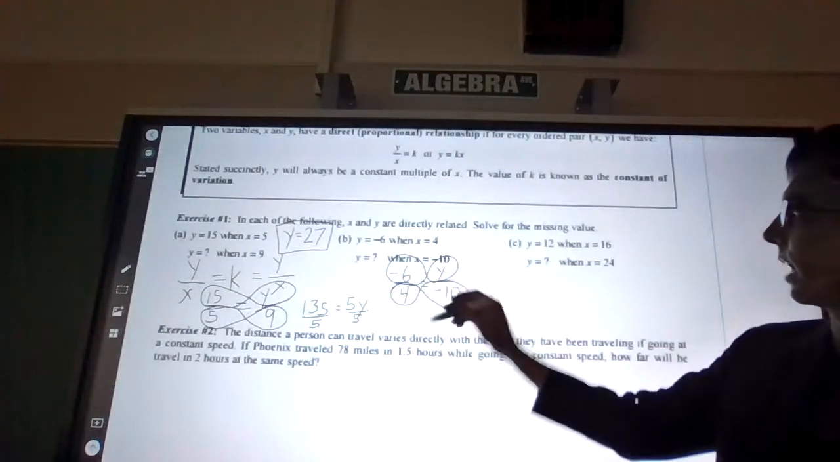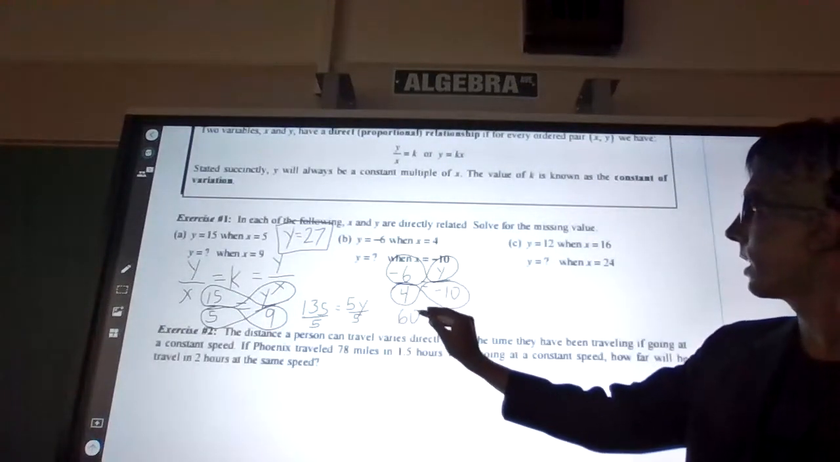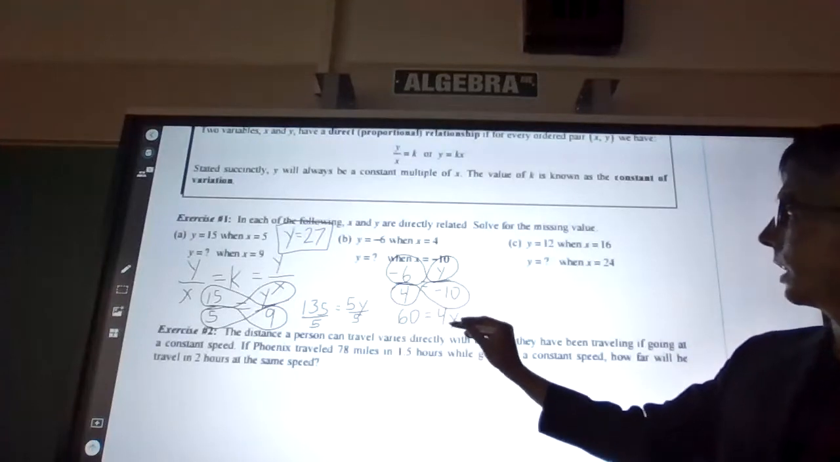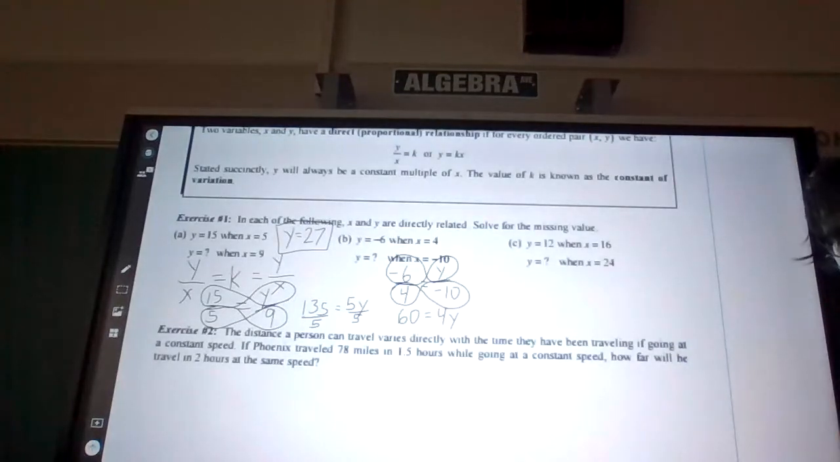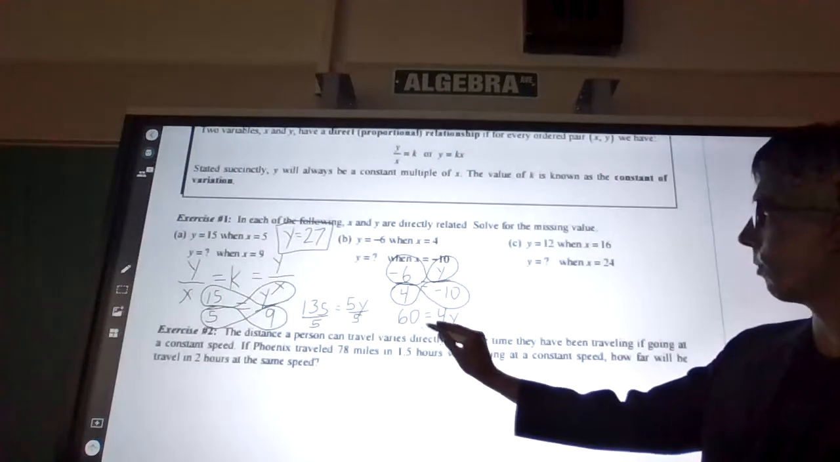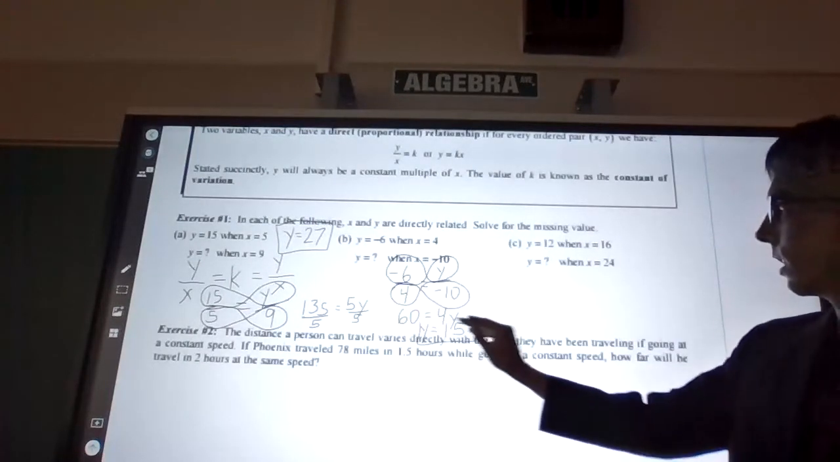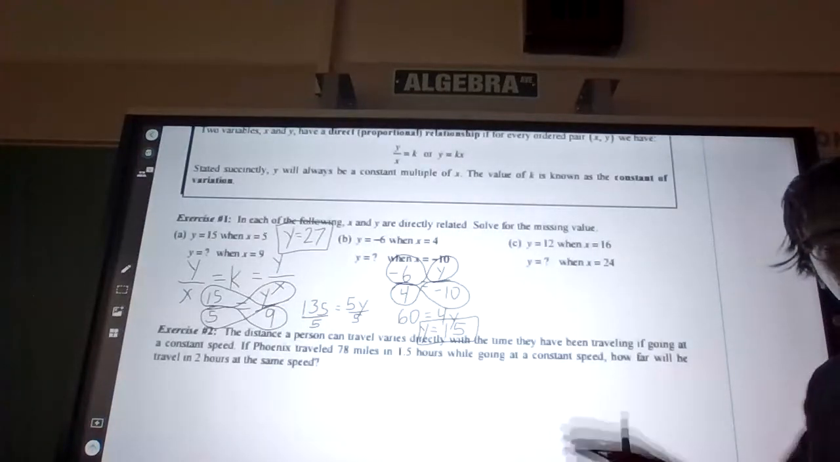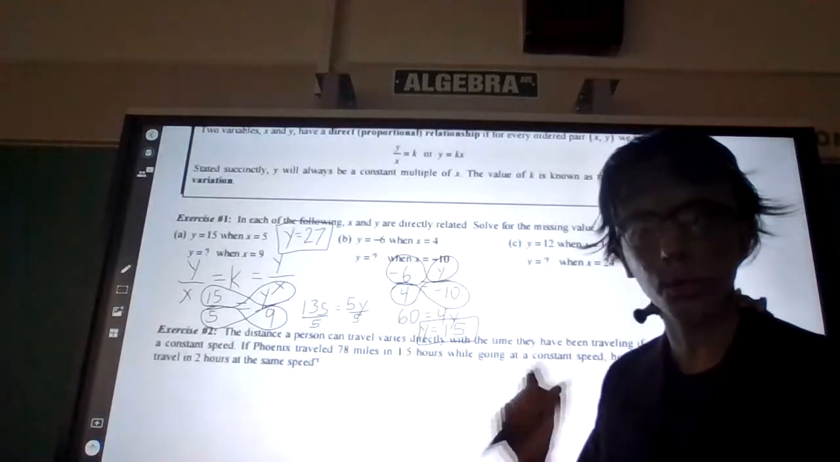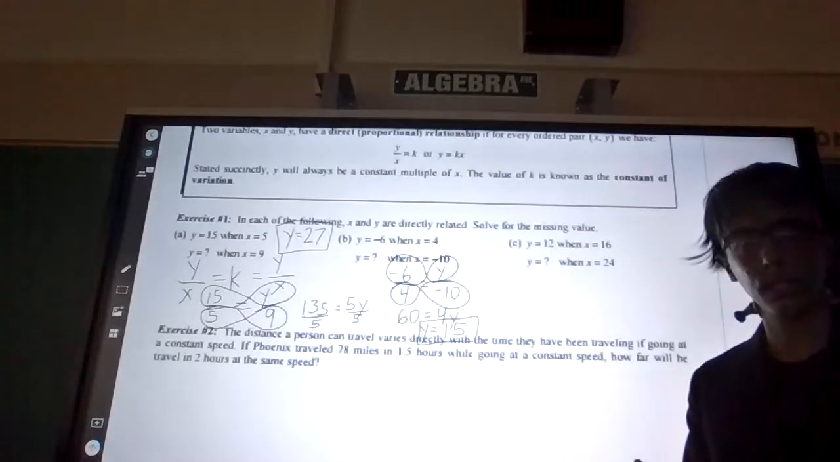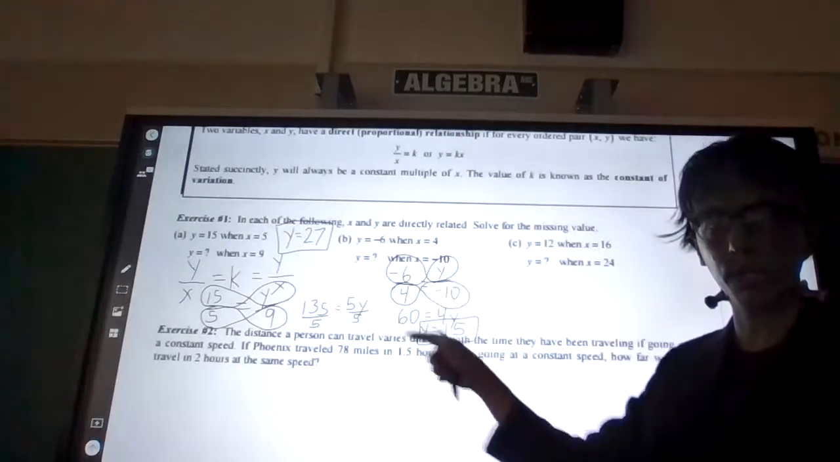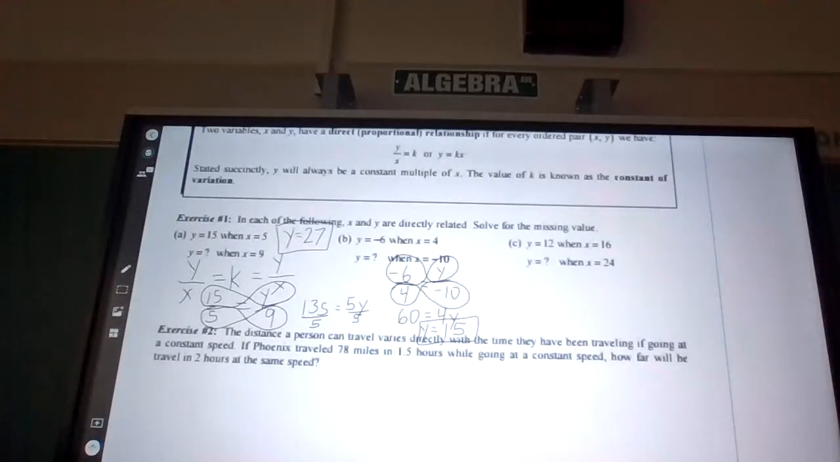So negative 6 times negative 10 is 60 equals 4y. And then solving for y, we get y equals 15. And again, we're able to do that because we know those variables are directly related to each other. So this proportional relationship holds true.